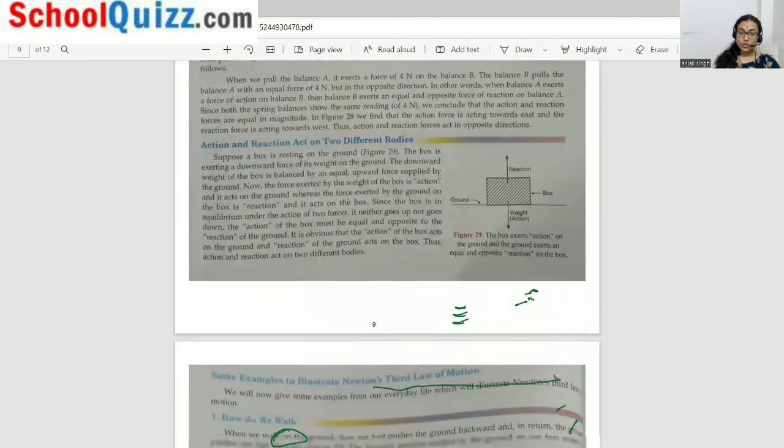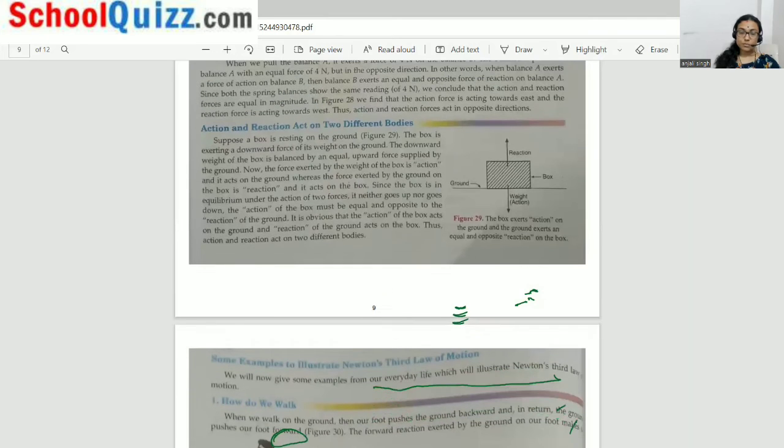Okay? For more understanding, we'll see that action and reaction act on two different bodies. It's like, the box exerts action on the ground and the ground exerts an equal and opposite reaction force on the box. Suppose this is the box, and it is kept on the ground.